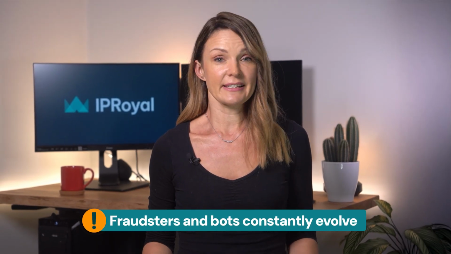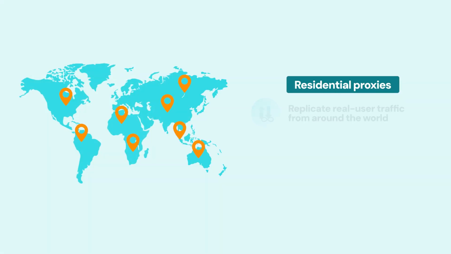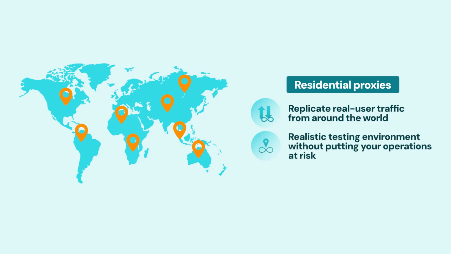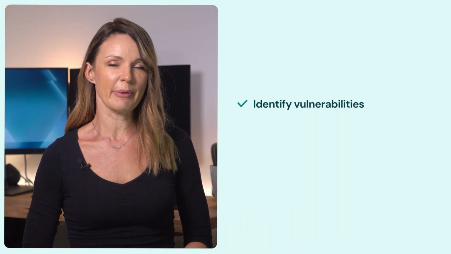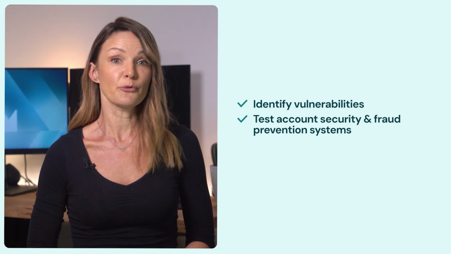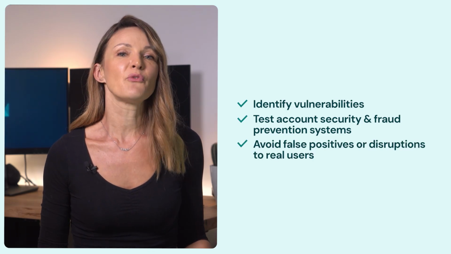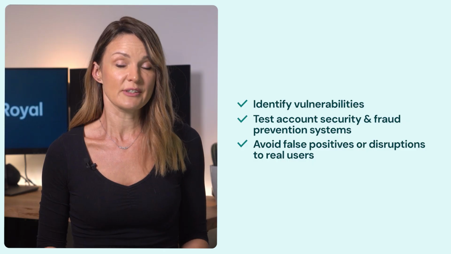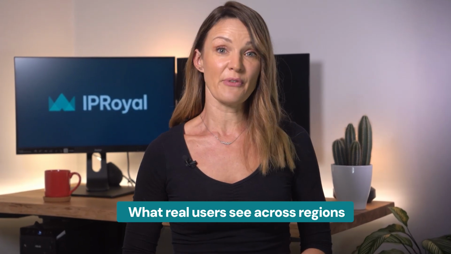Fraudsters and bots constantly evolve, and so should your defenses. With residential proxies, you can replicate real user traffic from around the world, giving you a realistic testing environment without putting your operations at risk. By simulating genuine user behavior with residential IPs, you can identify vulnerabilities, test account security and fraud prevention systems, and avoid false positives or disruptions to real users. This creates a realistic attack surface, so you strengthen defenses before anyone exploits them.